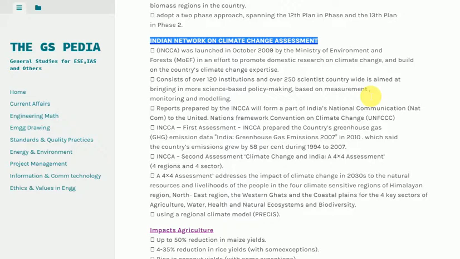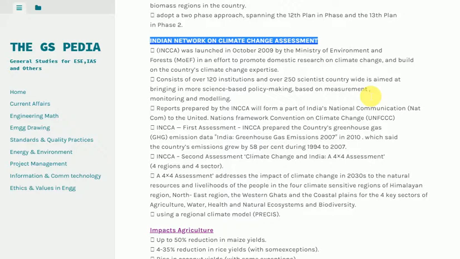INCA Second Assessment: Climate Change and India, a 4x4 assessment. 4 regions and 4 sectors. A 4x4 assessment addresses the impact of climate change in the 2030s on the natural resources and livelihoods of the people in the 4 climate-sensitive regions of the Himalayan region, Northeast region, the Western Ghats and the coastal plains, for the 4 key sectors of agriculture, water, health and natural ecosystems and biodiversity.